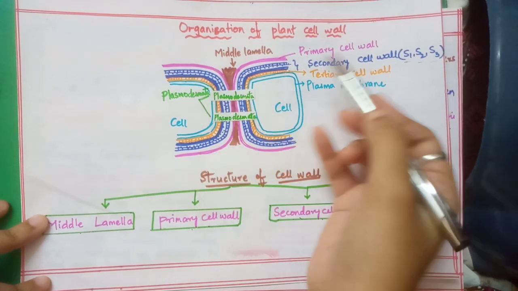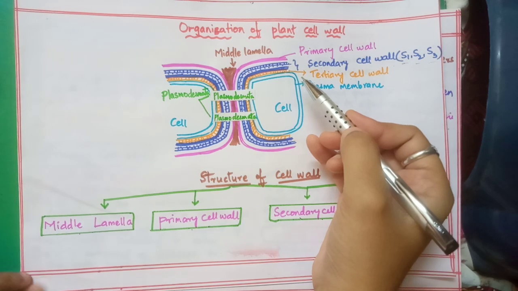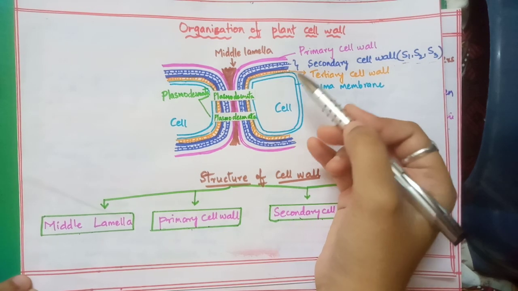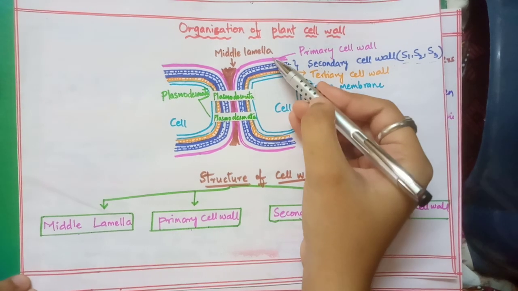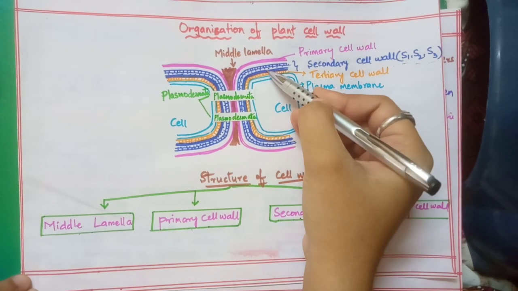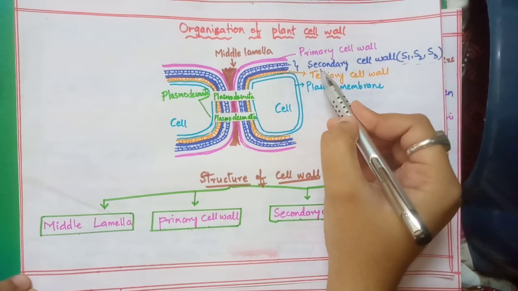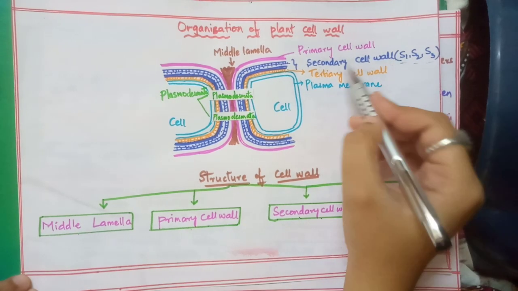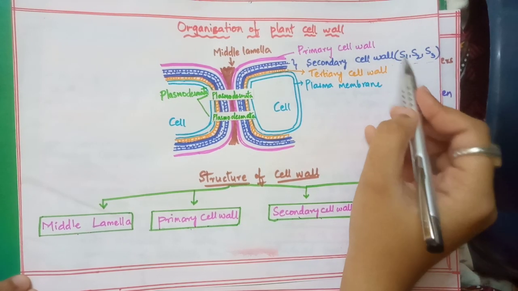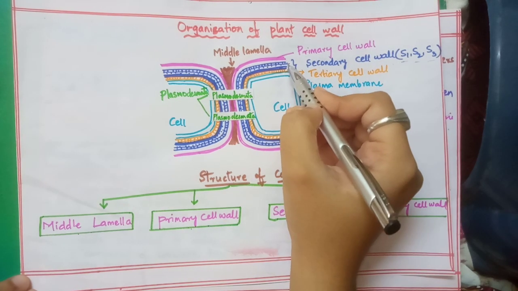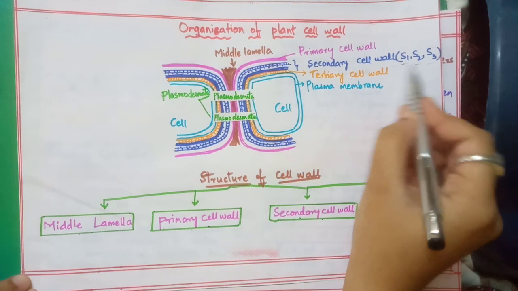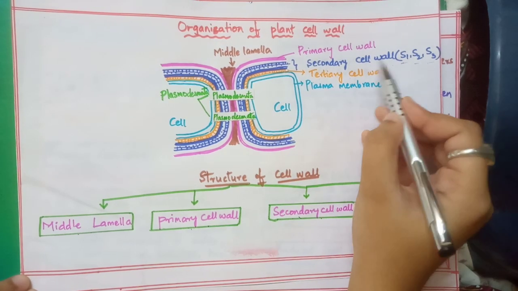the pink color. Then after a certain period of time, when the cell matures, or when growth is retarded, at that time towards the inner side of the primary cell wall, there is the formation of the secondary cell wall. This cell wall is further differentiated into various subtypes known as S1, S2 and S3. These are the structures of the secondary cell wall.